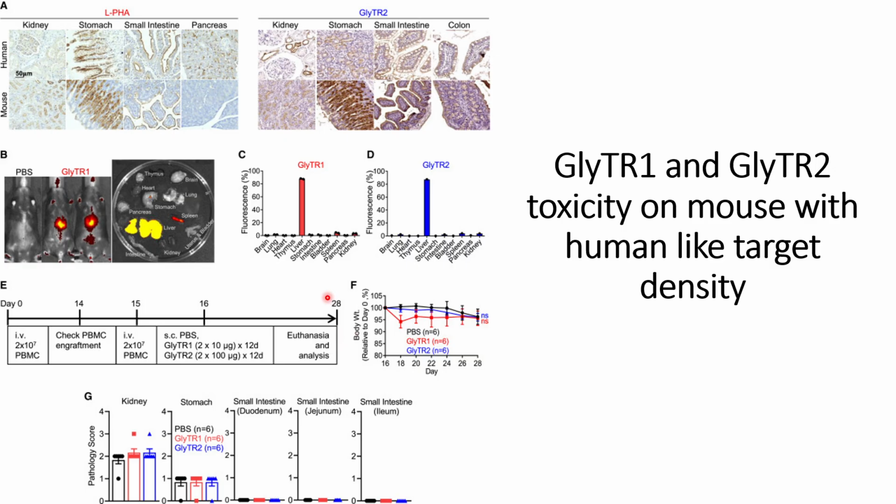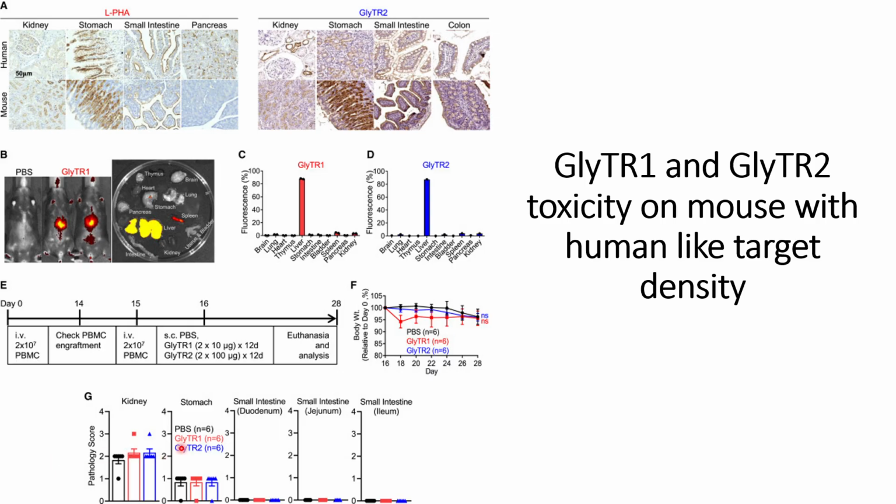Then after day 28 they euthanize and analyze the mice, and first they check the body weight. What they find is that there is no significant change in the body weight between the control and the GlyTR1 and GlyTR2 conditions. Next they check the pathology scores of different organs, whether they showed changes because of the presence of GlyTR1 and GlyTR2 or not.